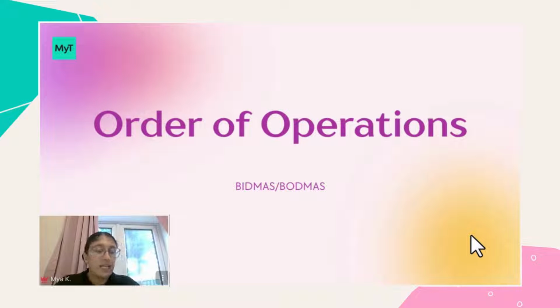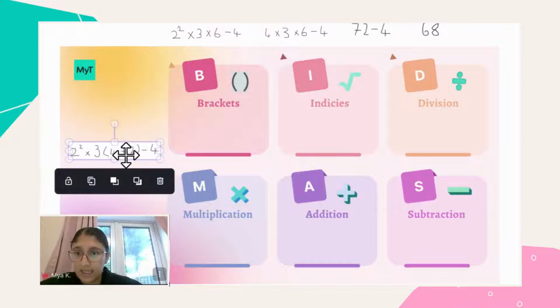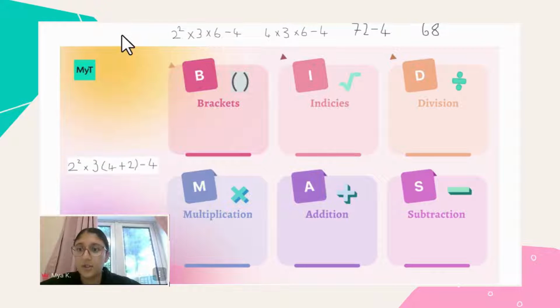So you might have a calculation with subtraction and multiplication in, but you want to make sure that you do them in the right order, and that's what BIDMAS or BODMAS is for. So our example equation is this here. So we have 2 squared times by 3, open brackets, 4 add 2, close brackets, take away 4.